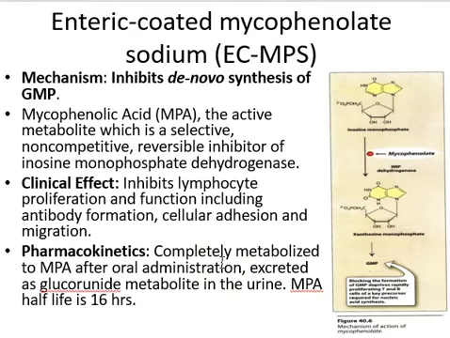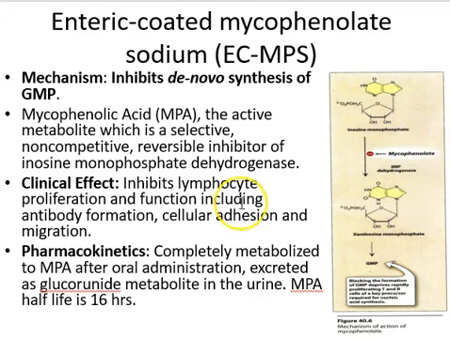Other immunosuppressive agents include ECMPS, or enteric-coated mycophenolate sodium. Basically, all this drug does is inhibit the de novo synthesis of GMP. This comes from a fungal metabolite called mycophenolic acid. Again, this is a selective, non-competitive, reversible inhibitor of a specific enzyme called inosine monophosphate dehydrogenase. And again, that's probably even more chemistry than what you need to know.